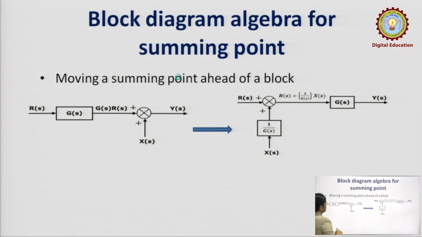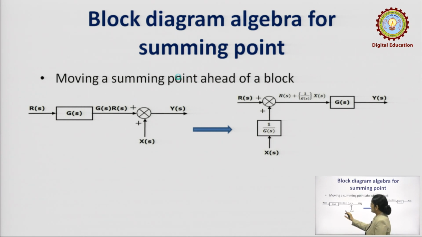So, we have now understood what a summing point is, how a summing point is represented, how a block is represented, what a takeoff point is, and what a feedback loop is. Now we will look at how to reduce, that is, how to move a summing point ahead of a block. While applying the reduction techniques, we may not be able to keep the summing point at its position. In that case, what is to be done?